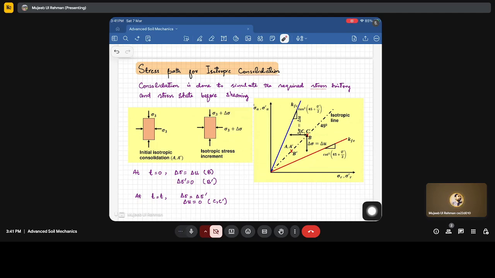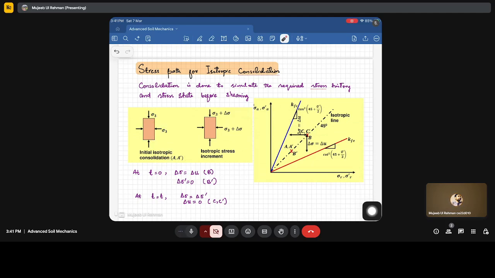Fine. Now, this is the initial isotropic consolidation stage where sigma 3 is applied, and then we have done some increments: sigma 3 plus delta sigma, and sigma 3 plus delta sigma. Now, since it's a sigma a and sigma r plot, this dashed line is the isotropic line, and along this line the stresses sigma a and sigma r will be the same. So this state A dash will lie on this point.